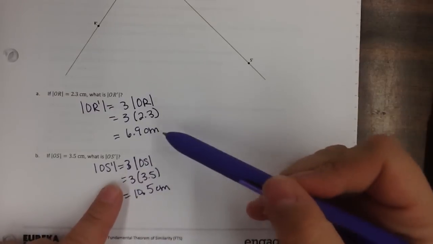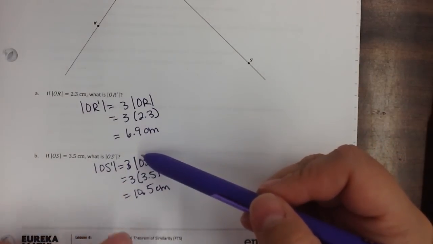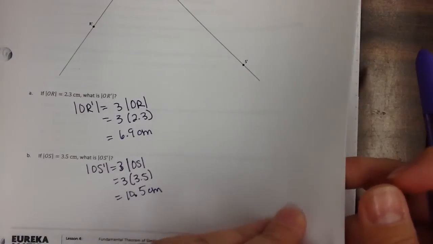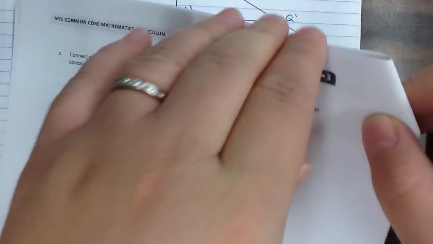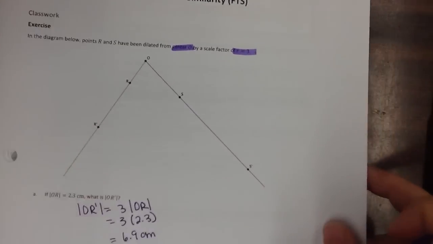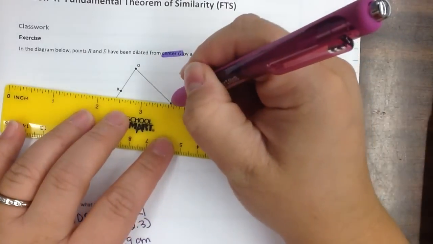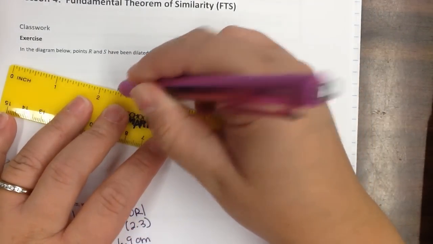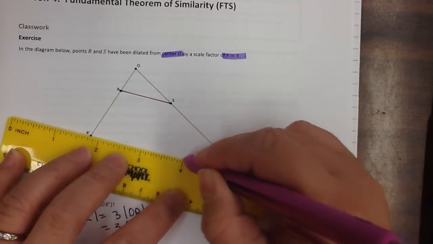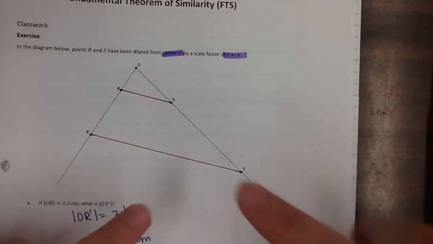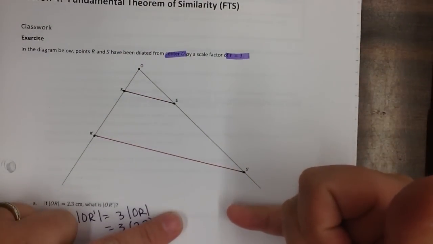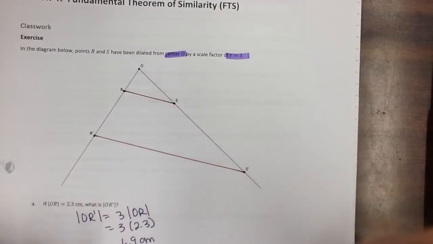Same concept here, just looking at the fundamental theorem of similarity a little bit. Part C says connect points R to S and R prime to S prime. What do you know about the lines containing segments RS and R prime S prime? When we connect these lines and look at them, we should know that when we dilate using the same scale factor, this line and this line are parallel.